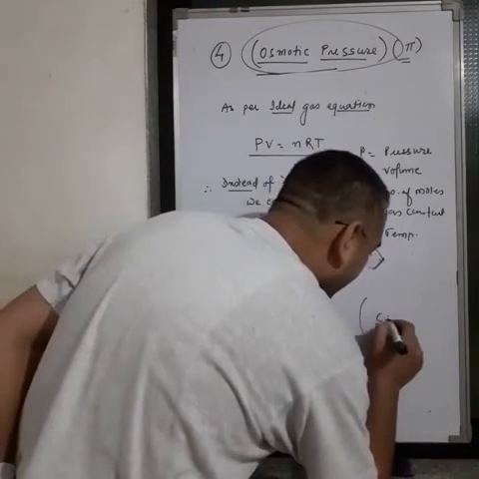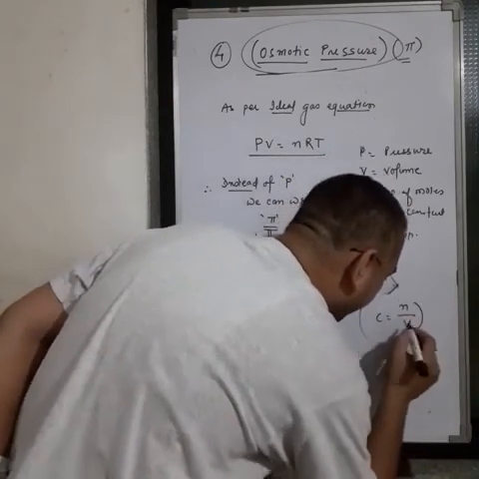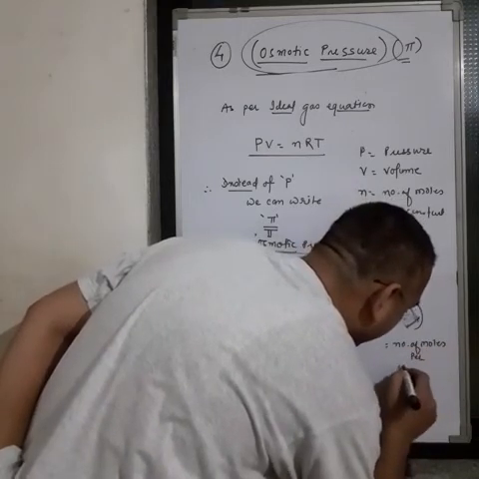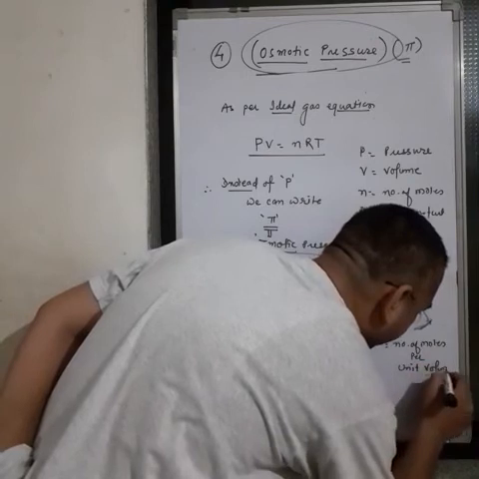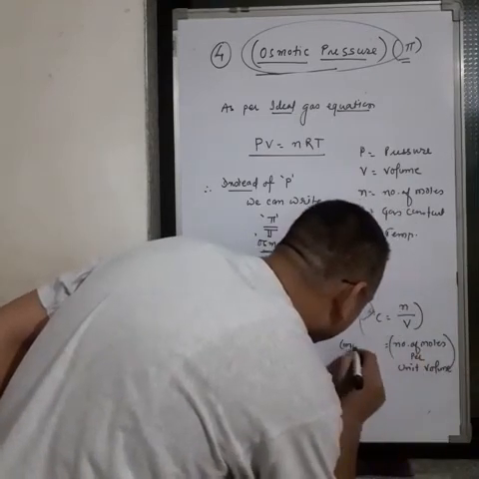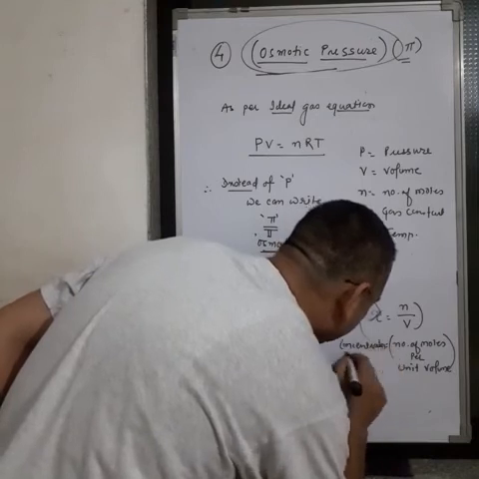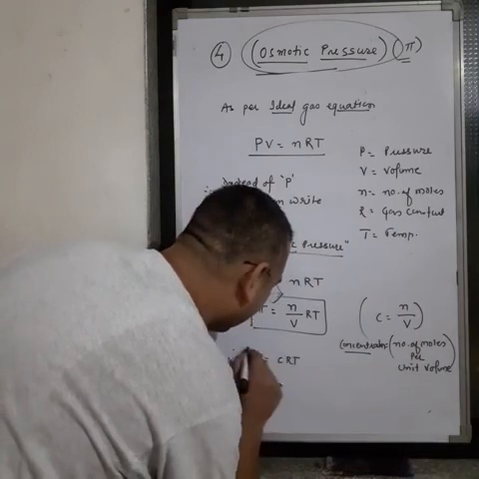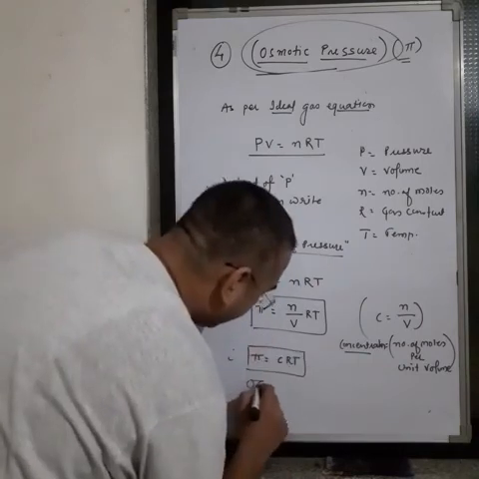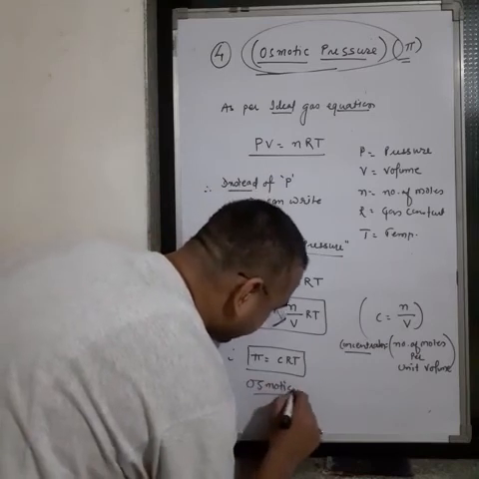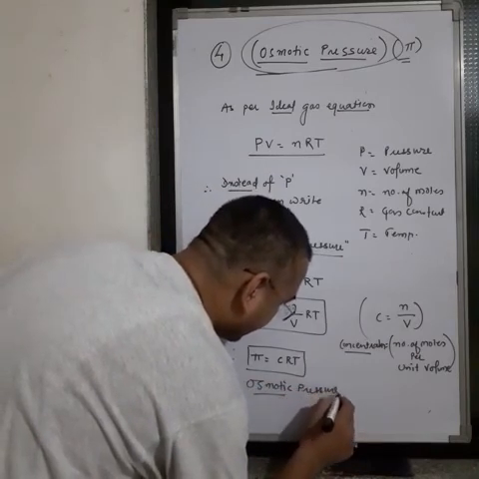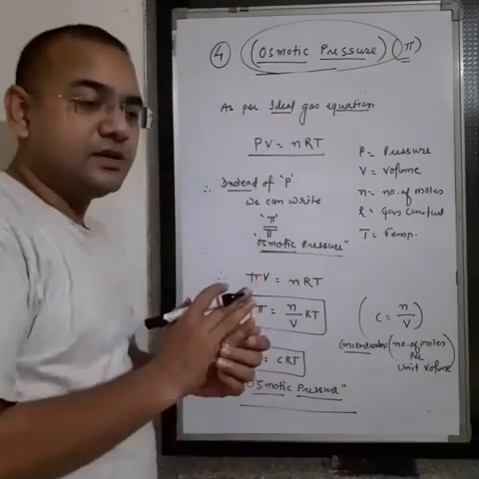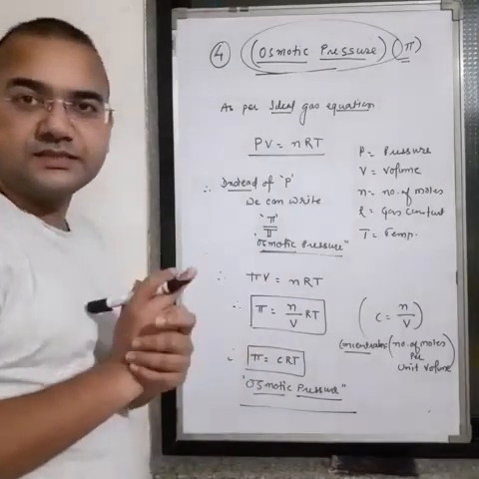Here C is equal to n upon V, meaning number of moles per unit volume, which is called concentration. So pi is equal to CRT. It is the formula of osmotic pressure. That's it. So this is about the osmotic pressure. Got it? Thank you.